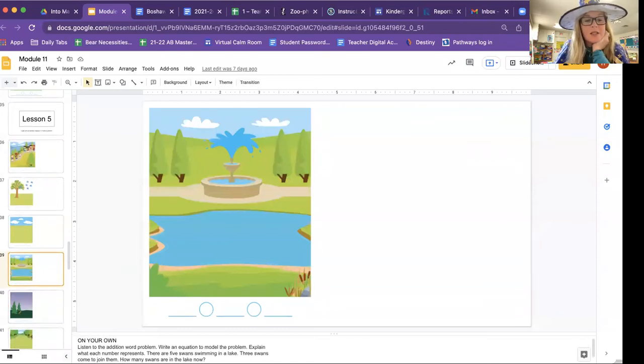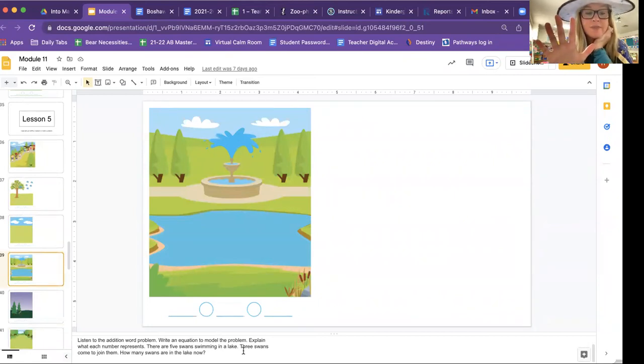All right, listen to the word problem. There are 5 swans swimming in a lake. 3 swans come to join them. How many swans are in the lake now? You can draw a picture to represent, but you need to really make an equation. So 5 swans swimming, 3 more join. How many swans are in the lake now? All right, it's on your own. Pause this while you write the equation.